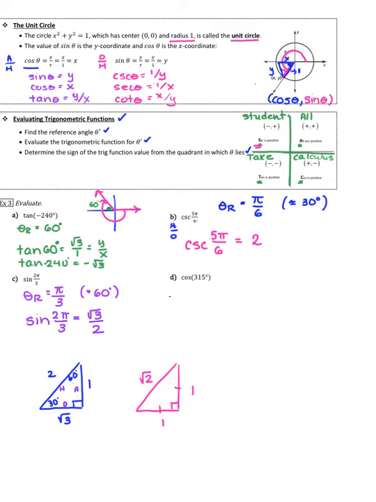And then lastly, we have here cosine of 315. So what I would do, 315 is here.